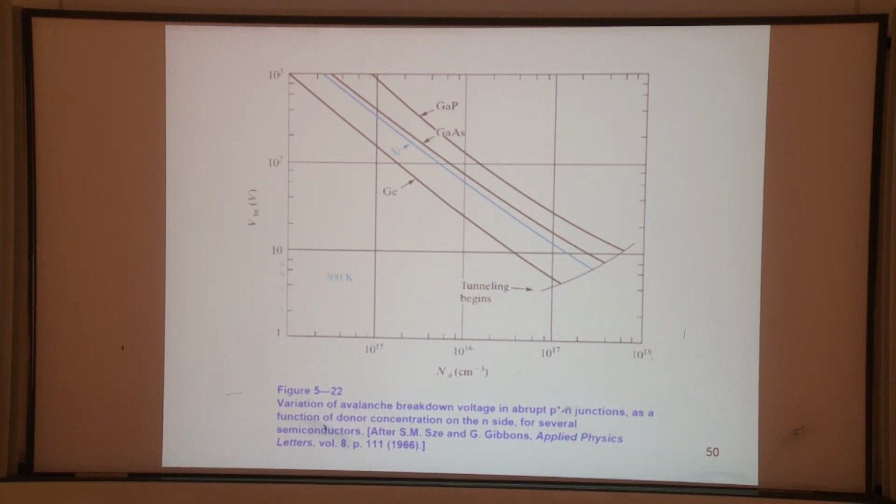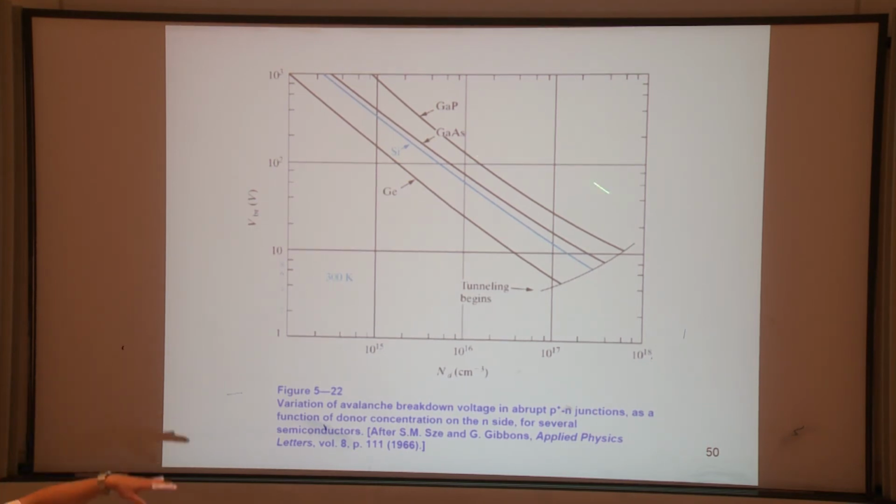As you can see, germanium has a very small band gap. So you can easily create electron and hole pairs, right? With very small energy, you can create an electron-hole pair. So it's easier to break down, and the breakdown voltage will be low compared with semiconductors with a wide band gap.